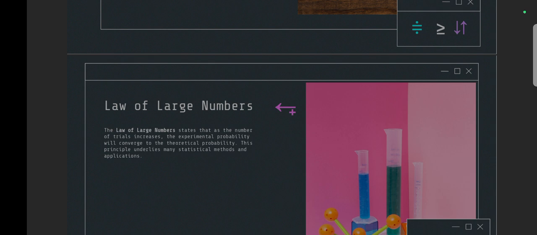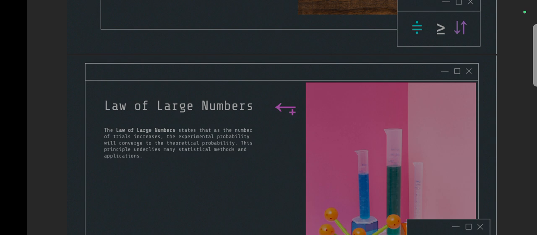There are some key points. Sample mean convergence: the law asserts that the average of the outcomes from a large number of trials will get closer to the expected value as the number of trials increases. Types: weak law of large numbers, strong law of large numbers.